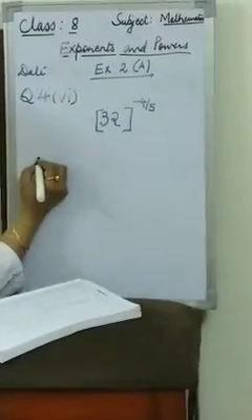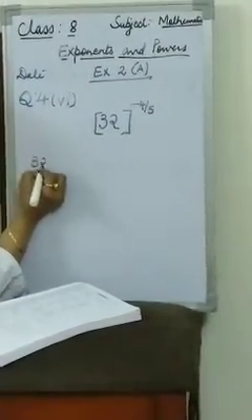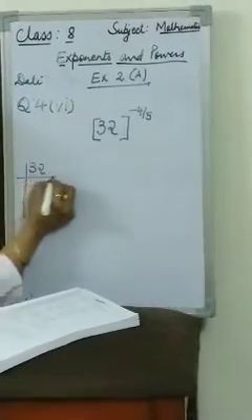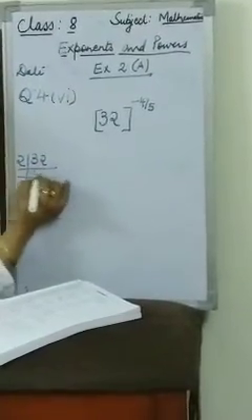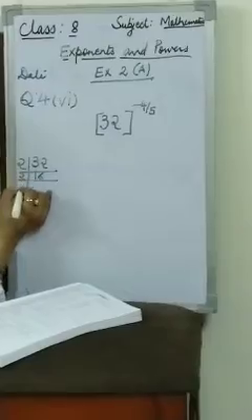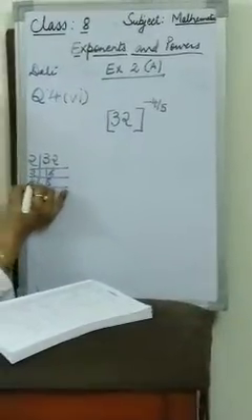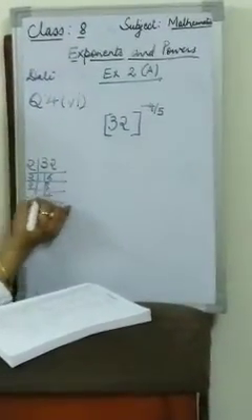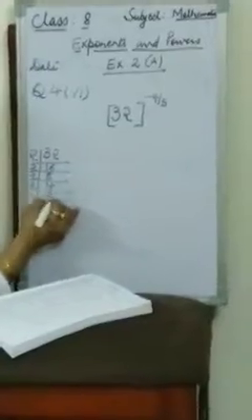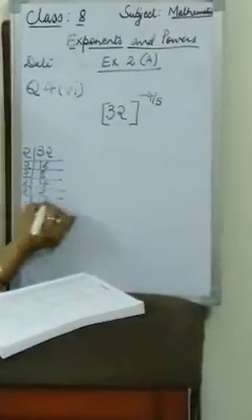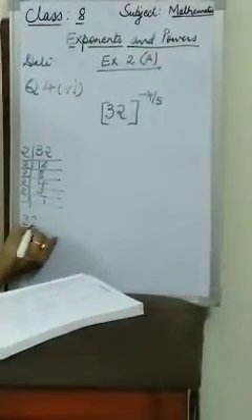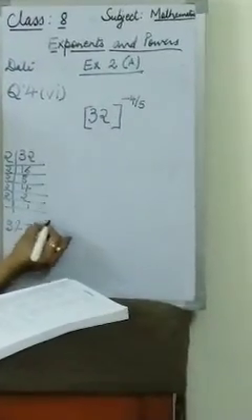So firstly we need to convert 32 into the exponential form. We find the prime factorization of 32. It is 2, 16s are 2, 8s are 2, 4s are 2, 2s are 2 times 1. That means 32 can be replaced by 2 to the power 5.